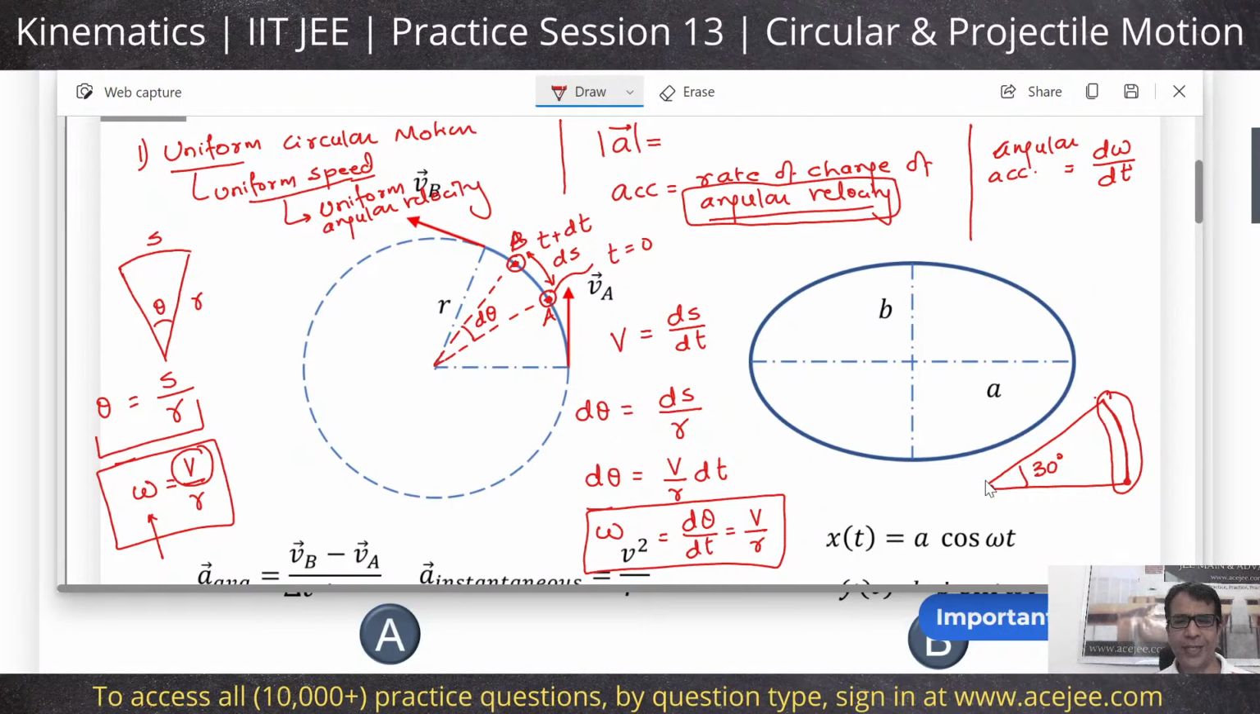What about angular displacement? If I say theta is 30 degrees counterclockwise, I've given you the direction, right? But is theta a vector quantity? Angular velocity is a vector quantity, but is angular displacement a vector quantity?